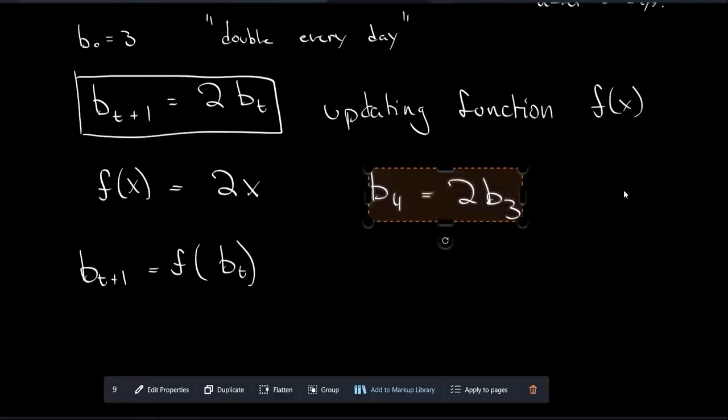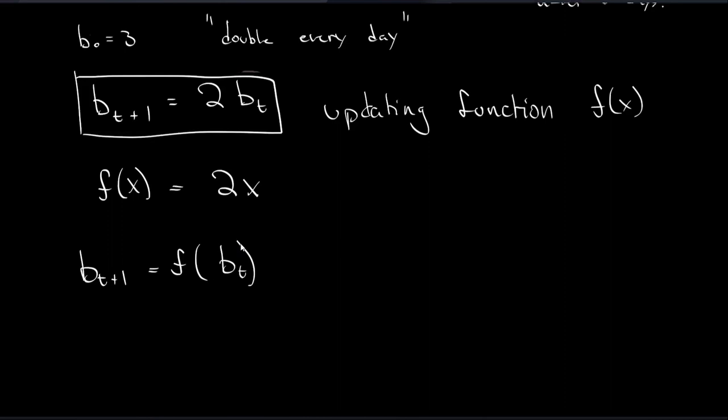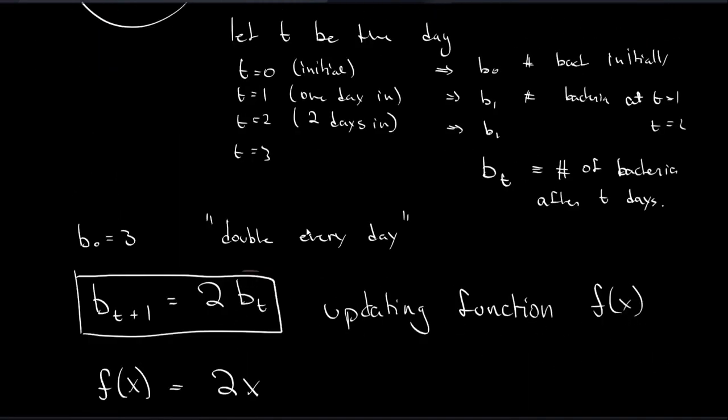So essentially, we can take this thing right over here, and if we just replace this B t by an x here, that's going to give us what we would commonly refer to as the updating function. And what's important to know about the updating function is that when you take a value from your system.